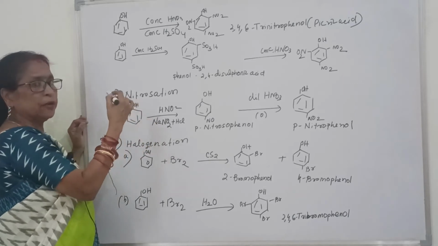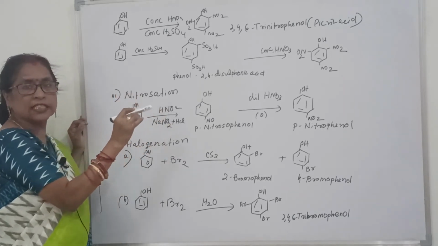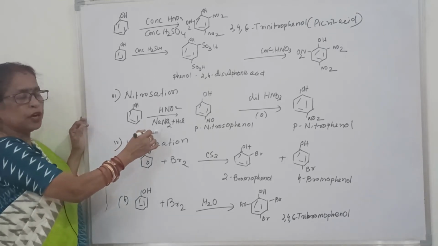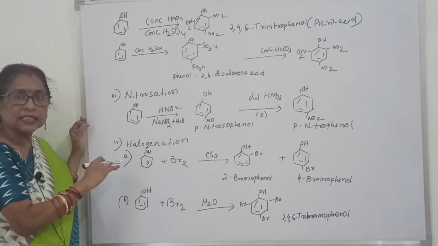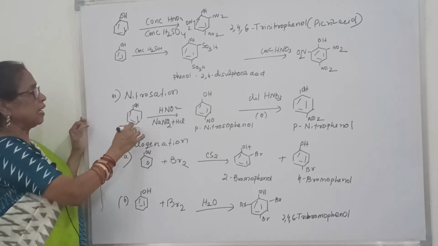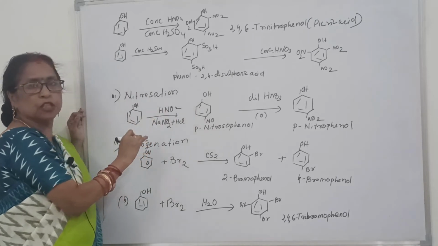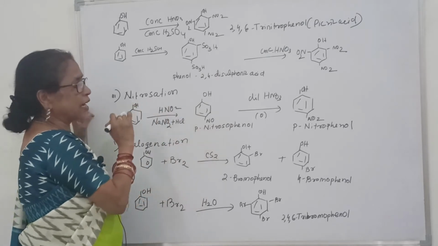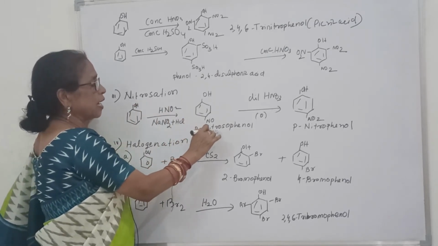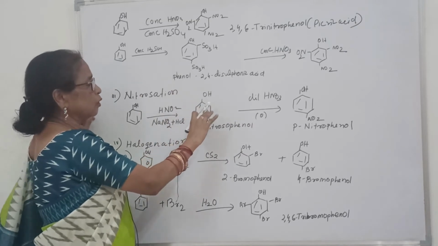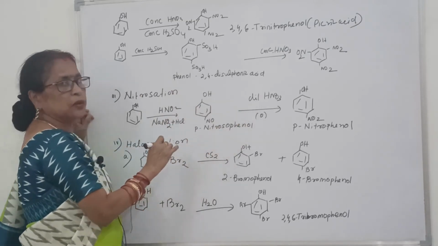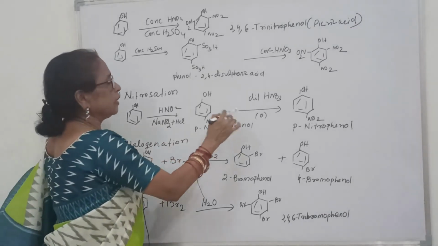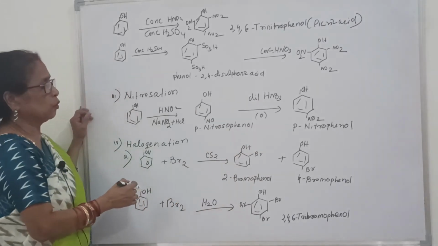So here you take HNO2, nitrous acid, but nitrous acid is not available in the lab. That is why you take sodium nitrite and dilute hydrochloric acid, where you will get HNO2, and that will attach at the para position only. It is not attached to the ortho position, it attaches to the para position. What is the name? Para-nitrosophenol. This para-nitrosophenol on treatment with dilute nitric acid gives para-nitrophenol. That means this NO group changes to NO2 group.